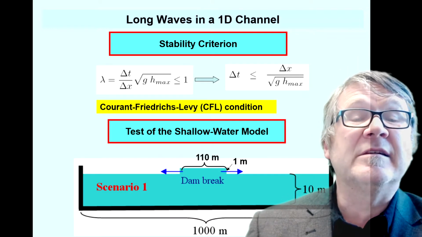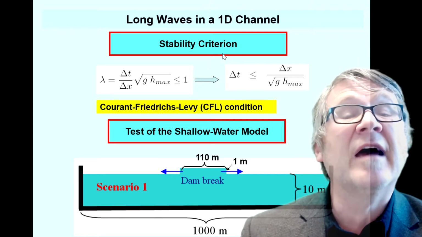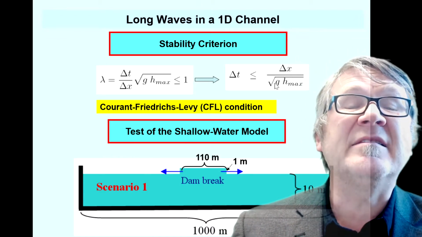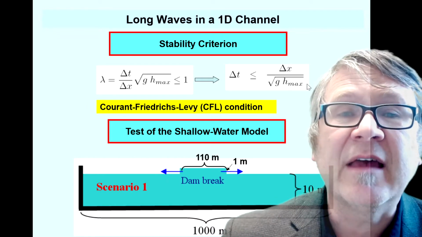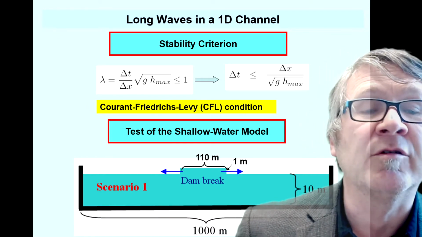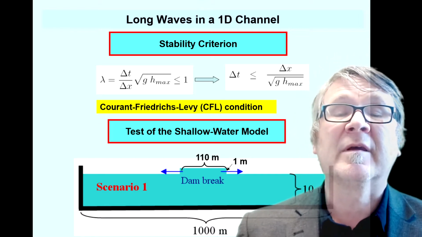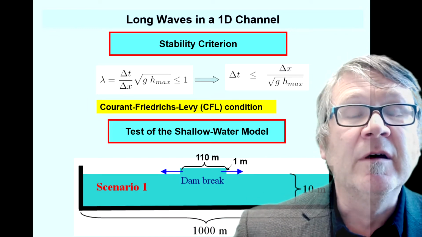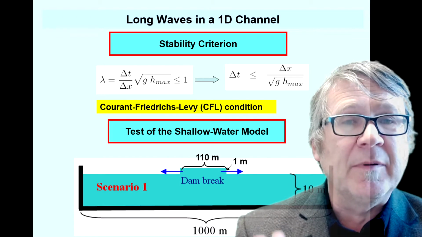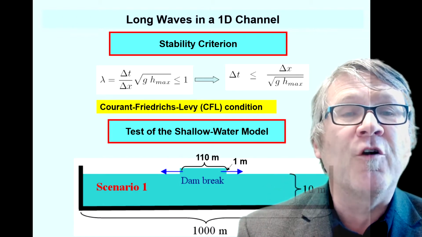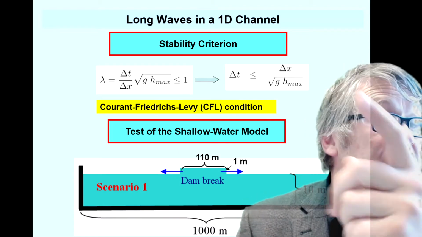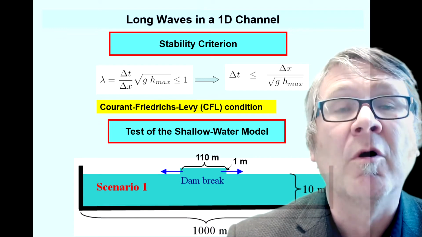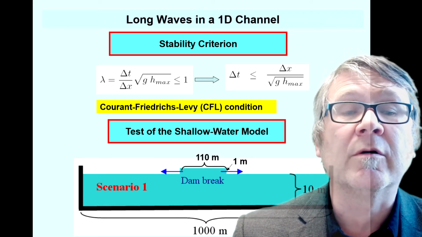What it means is that the time step, let's activate the mouse, the time step has to be less than or equal to the grid spacing divided by the square root of g times H, the maximum value of the total water depth. What this implies is that a surface gravity wave within one time step doesn't propagate further than one grid space. If you don't satisfy this condition, your model will crash, will not work.